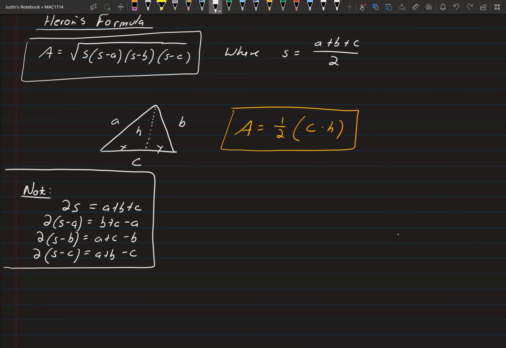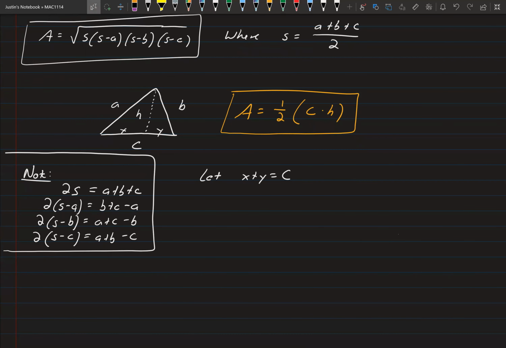Now, what else could we do? Well, guys, looking at the base of the triangle, C, I think we can all see that X plus Y equals C. The part on the left plus the part on the right equals the whole base. Fair enough. So if that's the case, then it looks like we have two right triangles here. For the triangle on the left, using the Pythagorean theorem, we can see that x squared plus h squared equals a squared.